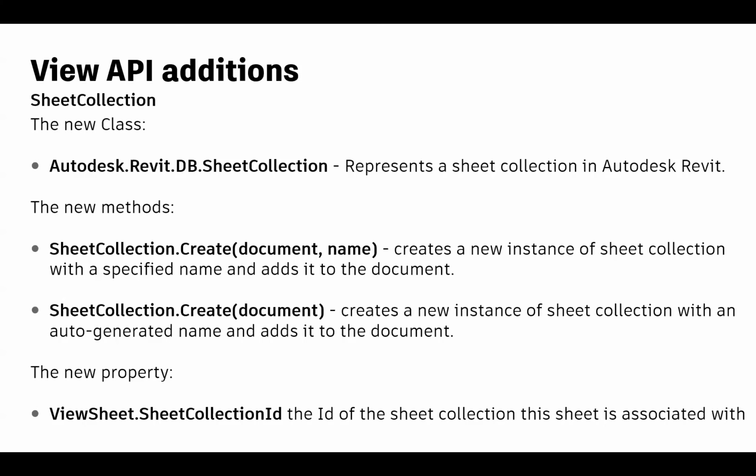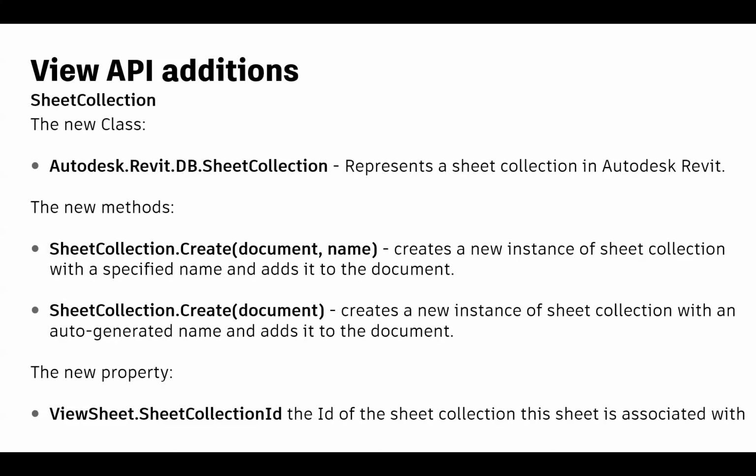Additions to View API. It is now possible to create a sheet collection. A sheet collection is just the union of some sheets that can help you separate groups of sheets. It does not create new instances of the drawing sheet itself. It just allows you to display better in the project browser using browser organization and for different sorting and printing purposes.